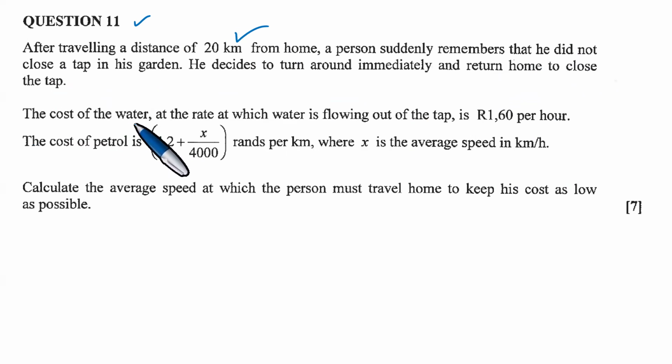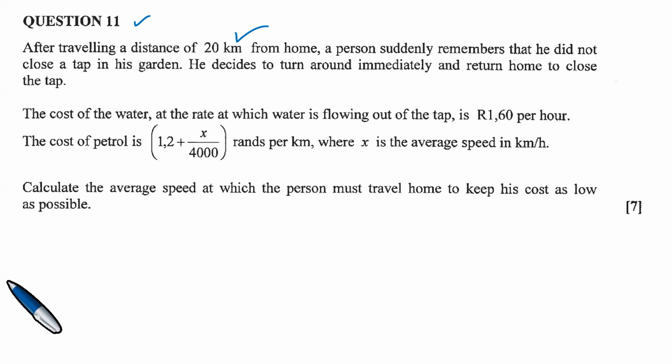The cost of the water, at the rate at which water is flowing out of the tap, is 160 per hour. The cost of petrol is 1,2 plus x over 4,000 rands per kilometer, where x is the average speed in kilometers per hour. Calculate the average speed at which the person must travel home to keep his cost as low as possible. Let's continue now and tackle this question step by step.